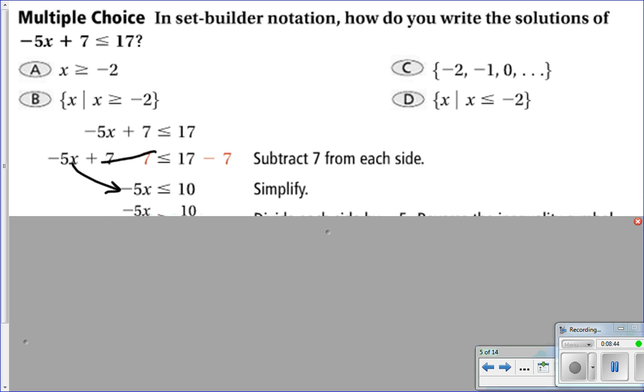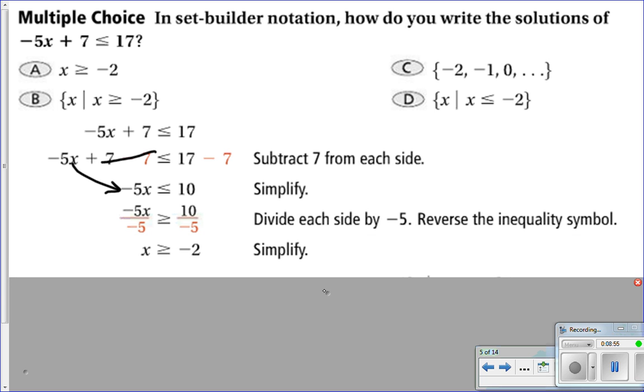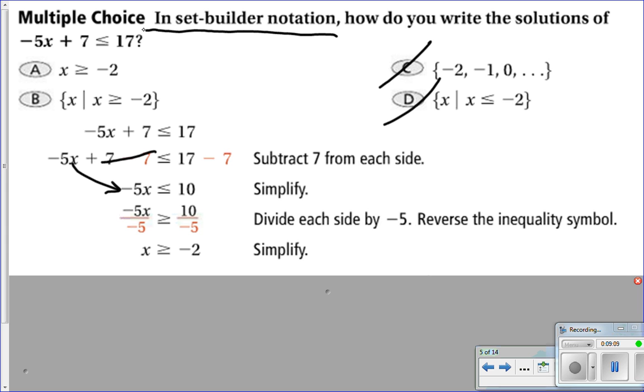Next, I'm going to divide both sides by negative 5. Now remember, when you divide by a negative, you have to flip the inequality symbol. So now it becomes greater than or equal to. So the answer is x is greater than or equal to negative 2. Therefore, I can eliminate C and D. So it's either going to be A or B. But then the question asks, in set builder notation. This is not in set builder notation, so it can't be A. So my answer has to be letter B.